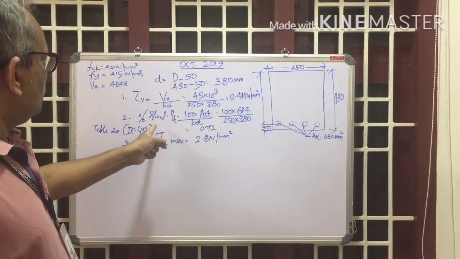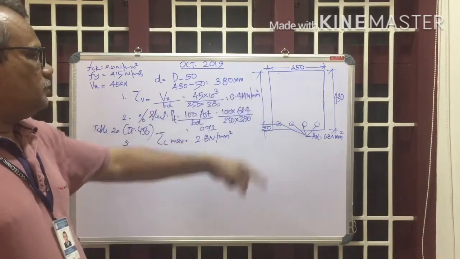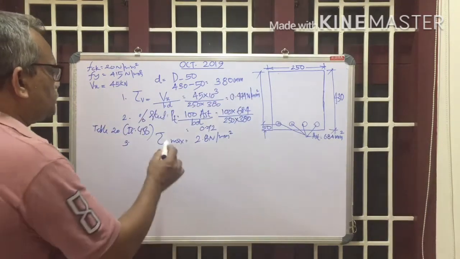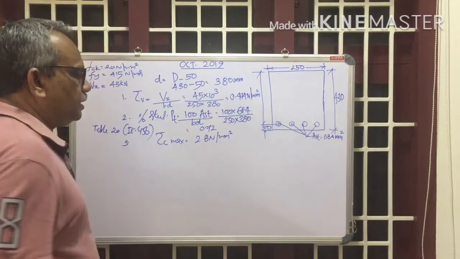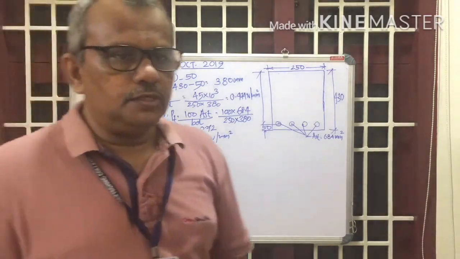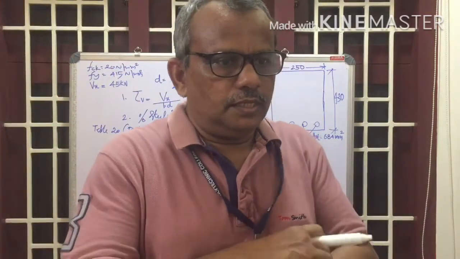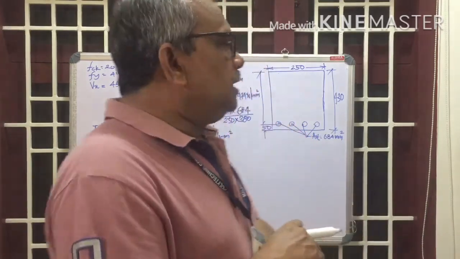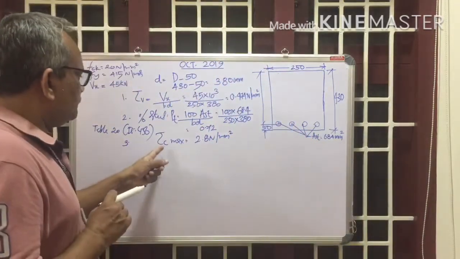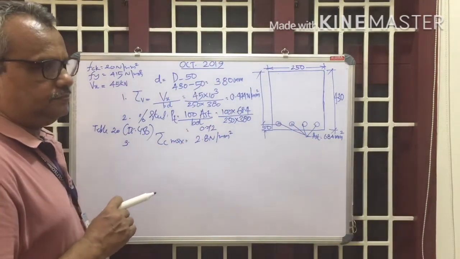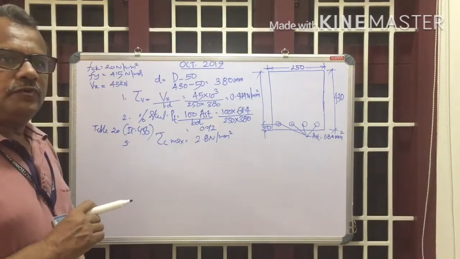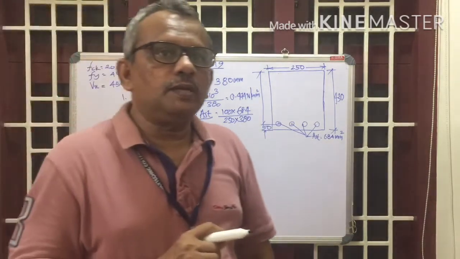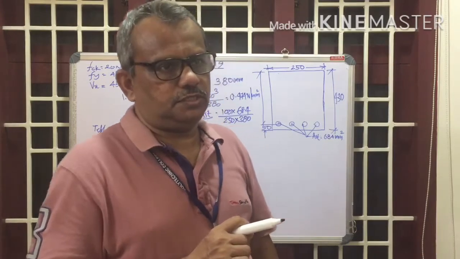So tau V is equal to 0.474 Newton per mm squared, and tau C max is equal to 2.8 Newton per mm squared. That means the nominal shear stress is less than the maximum shear stress. Therefore, we have to design the nominal shear reinforcement only.